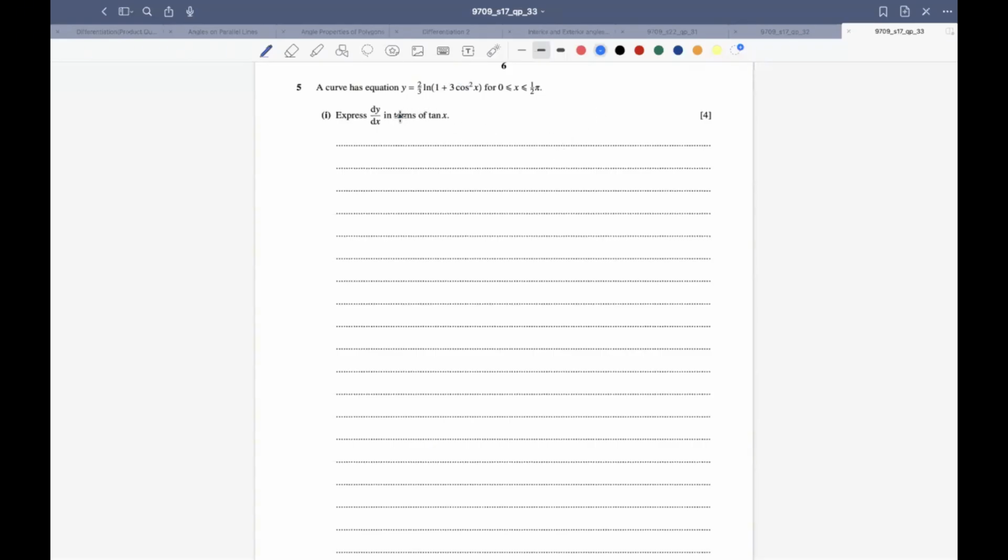In question 5, a curve has the equation y equals 2 upon 3 ln of 1 plus 3 cos squared x. In part 1, we have to express dy/dx in terms of x. So we have y equals 2 upon 3 ln of 1 plus 3 cos squared of x. Now to differentiate the ln function, we know that if it is ln f of x, any function, it is written as f of x in the denominator and the derivative of f of x in the numerator.